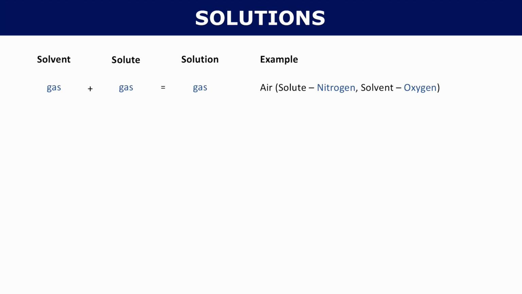Air is a solution. There's a lot of things that make up air, but two of the things that we can look at are oxygen and nitrogen. In this case, the solvent is the oxygen because oxygen is far more abundant in our atmosphere than nitrogen. So if you have a solvent that's a gas and a solute that's a gas, your solution is also going to be a gas. Now, what if you had a liquid and a gas? Well, your solution is going to be a liquid. An example of this is seltzer water, which is just water with carbon dioxide in it.